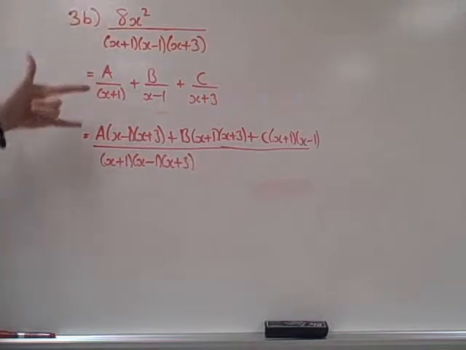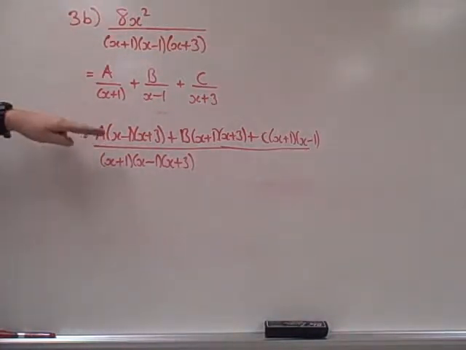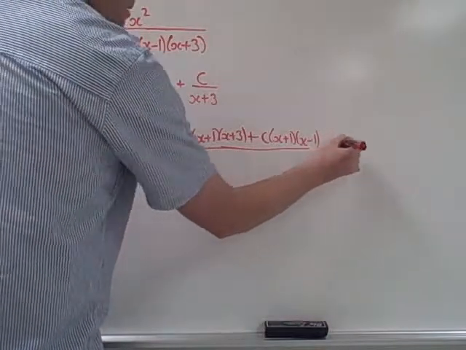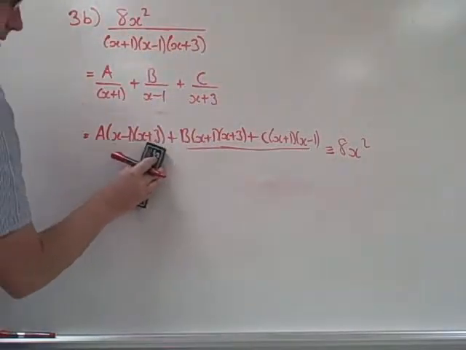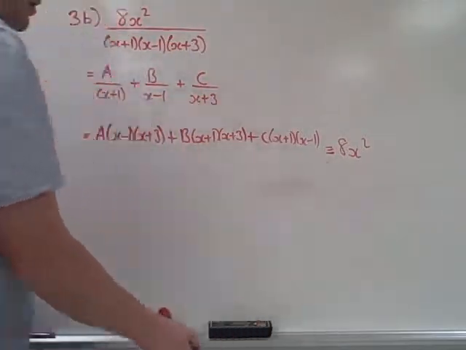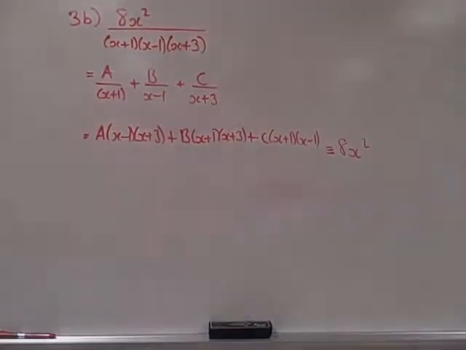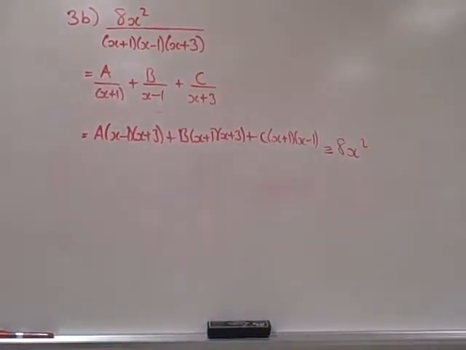Then we can set these two things equal to each other, and as our denominators are the same here, that means the numerators must be the same. So we could go ahead and set this equal to 8x squared. So we're just going to look at the numerators to find the value of a, b, and c. As before, we're going to try nice values.